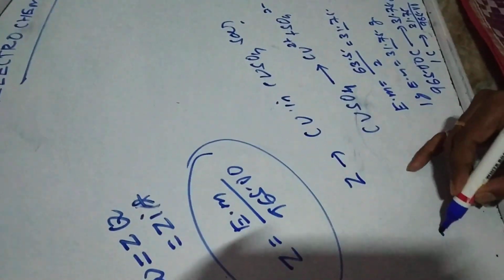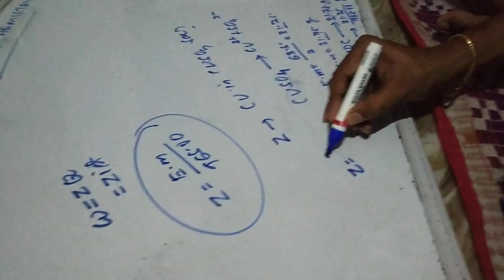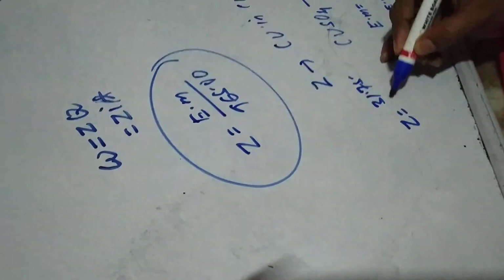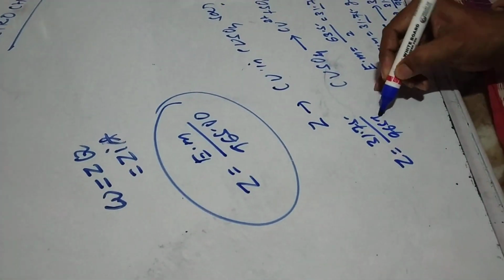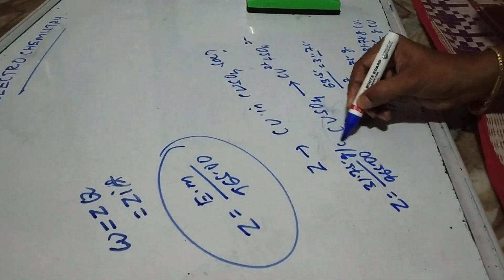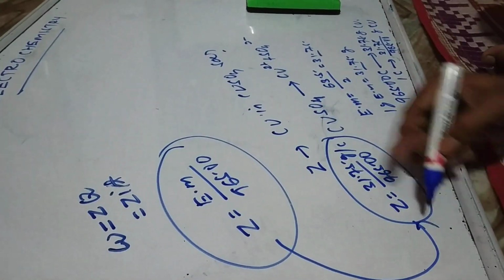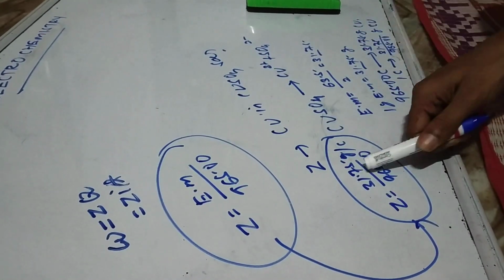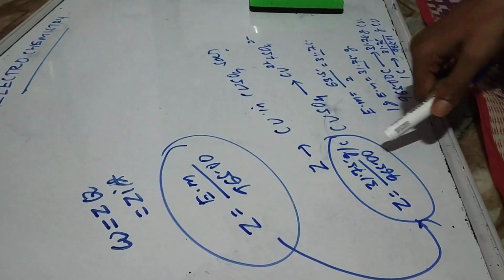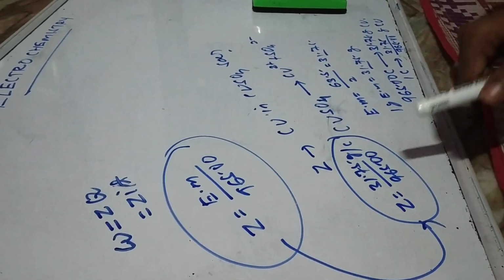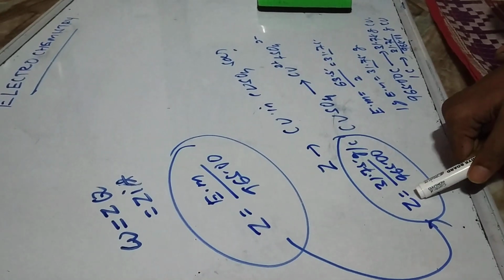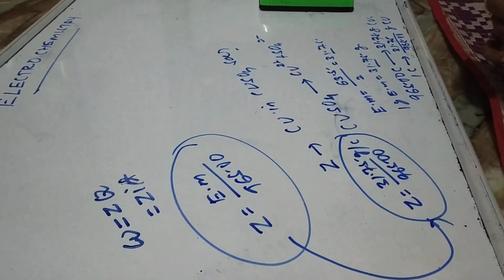So I can say its Z value is 31.75 by 96500 gram per coulomb. So this is the formula I am using here. So what is the equivalent mass? Already I have calculated, that is 31.75 divided by 96500. So that is the Z, meaning the electrochemical equivalent of copper in copper sulfate.